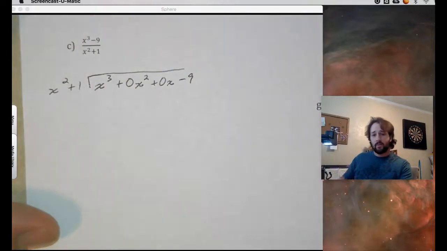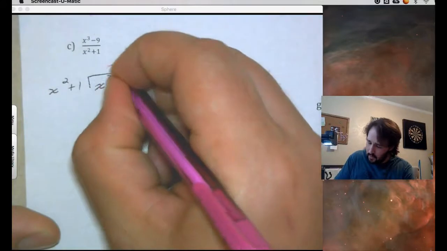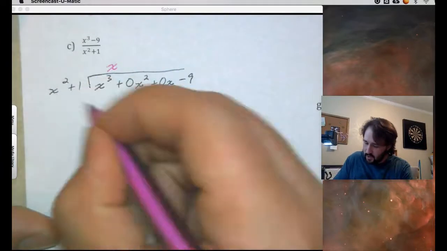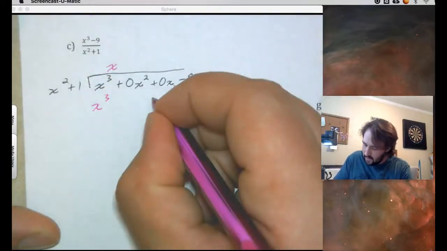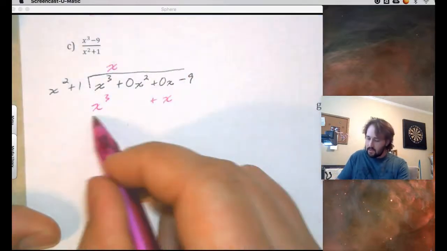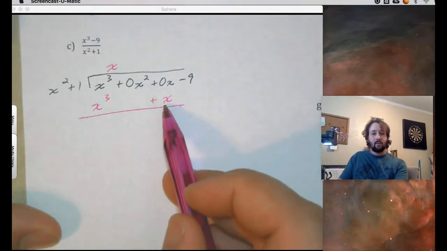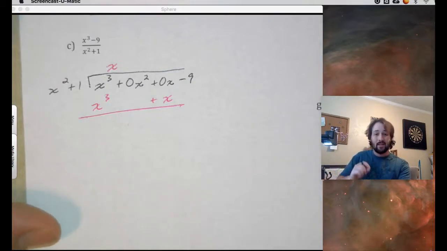So again, we're going to do the same process. In order to get x to the third, I need to put an x up there. So x squared times x is x to the third, and then x times 1 is plus x. That's why I wrote my 0x, because I have a term that I can line up with it. If you don't write that, you're going to start mixing things up, combining things that aren't like terms. So I would highly, highly, highly suggest that anything you are missing, put a 0 in its place. You'll see one in just a minute where we have to have a 0 in its place.